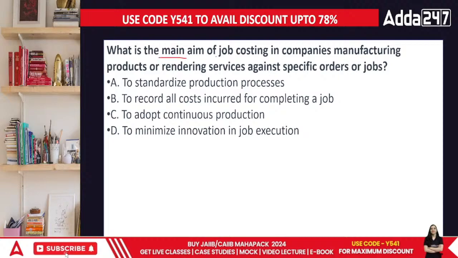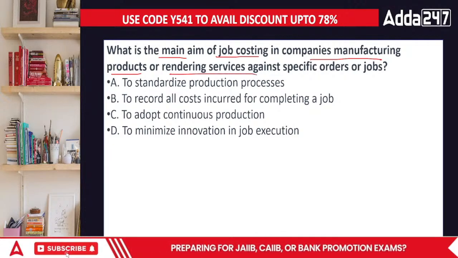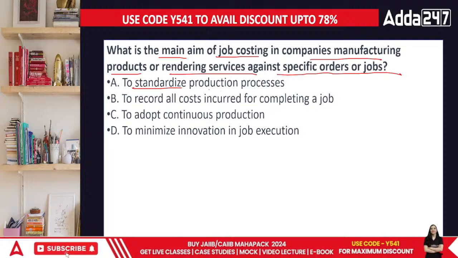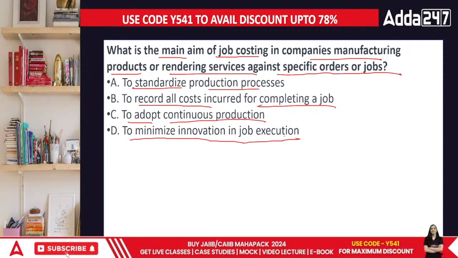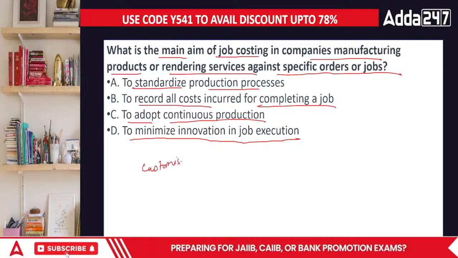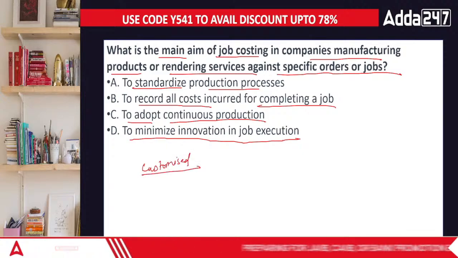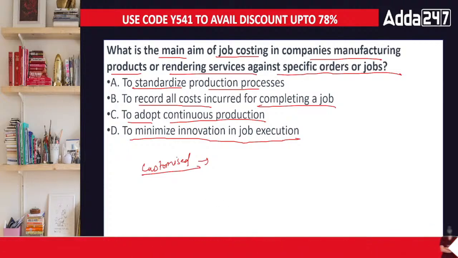What is the main aim of job costing in companies manufacturing products or rendering services against the specific orders or jobs? To standardize production process, to record all costs incurred for completing the job, or to adopt continuous production, to minimize innovation in job execution. Job costing is basically a customized way. Why do we call it customized? This is my favorite example of job costing.